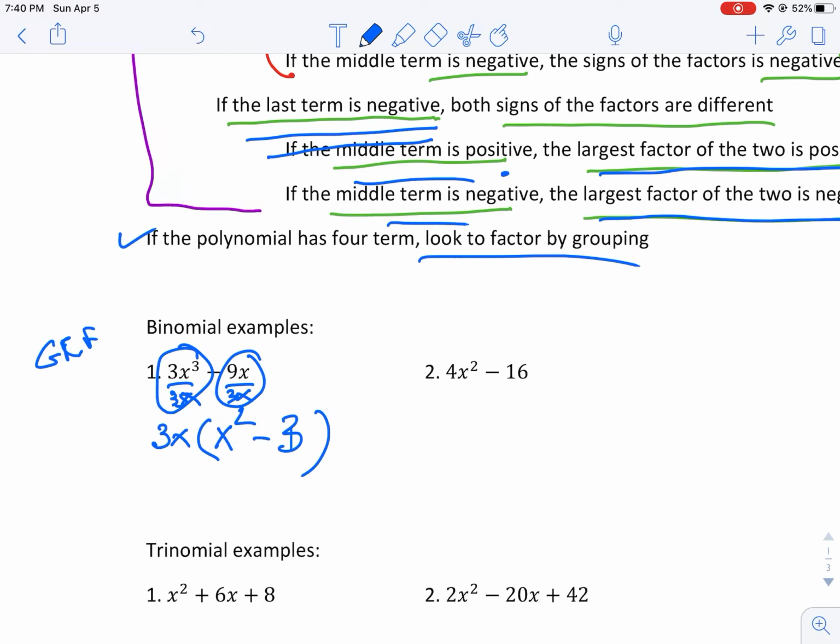This x squared minus 3 is not a difference of squares. This is a perfect square, and this is not a perfect square, so this is done. That's just greatest common factor.